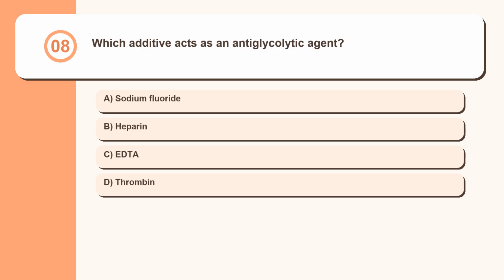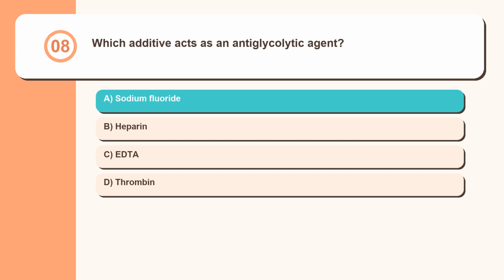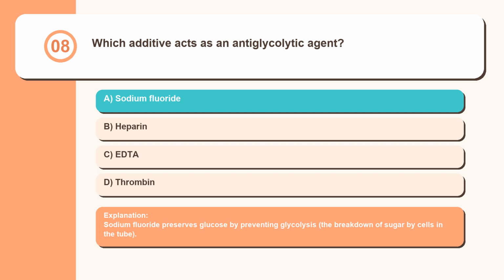Question 8. Which additive acts as an antiglycolytic agent? Sodium fluoride, heparin, EDTA, thrombin. Sodium fluoride preserves glucose by preventing glycolysis, the breakdown of sugar by cells in the tube.